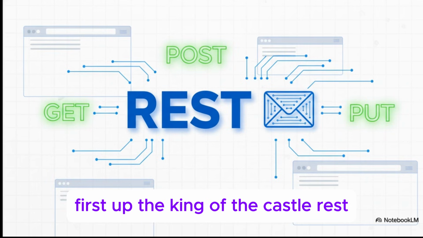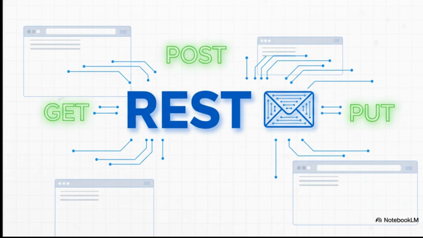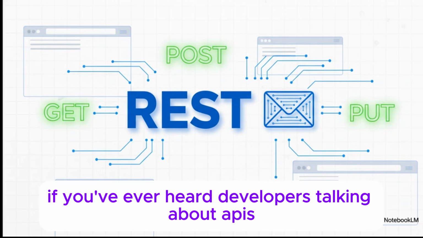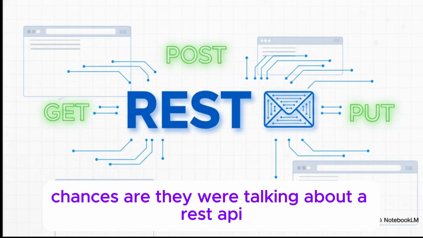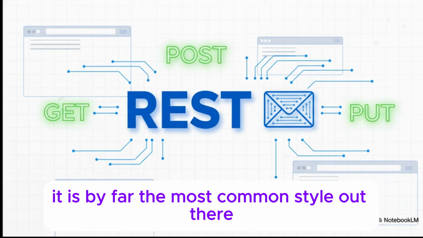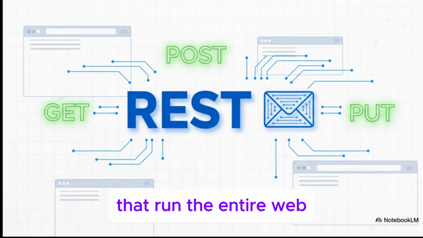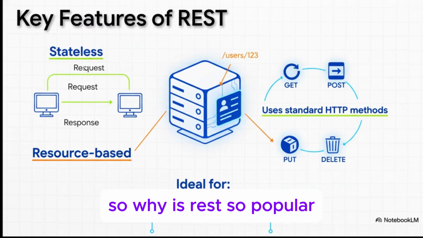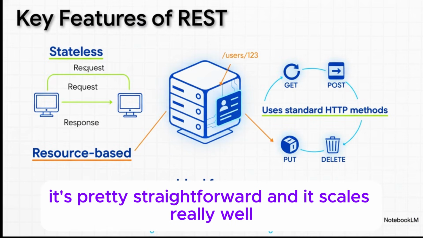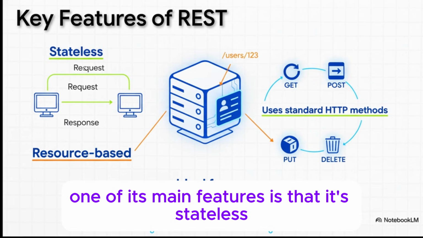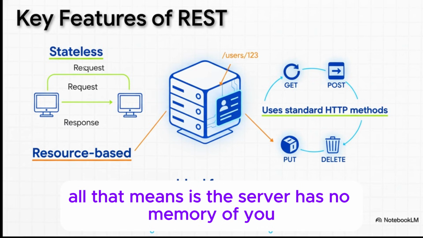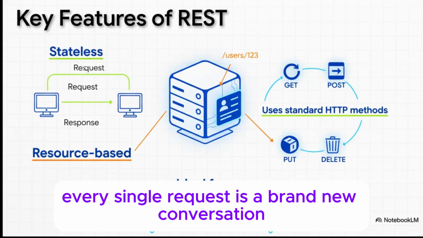First up, the king of the castle, REST. Seriously, if you've ever heard developers talking about APIs, chances are they were talking about a REST API. It is, by far, the most common style out there, because it's built on the very same principles that run the entire web. So why is REST so popular? Well, it's pretty straightforward and it scales really well. One of its main features is that it's stateless. All that means is the server has no memory of you. Every single request is a brand new conversation.